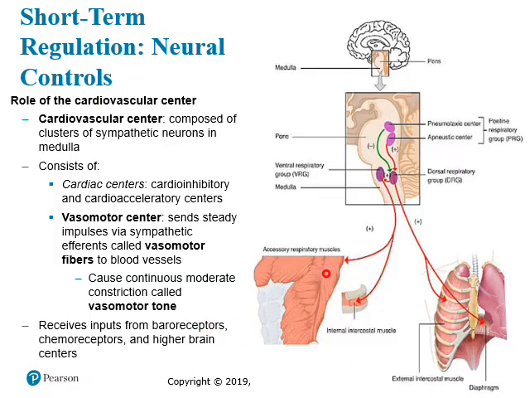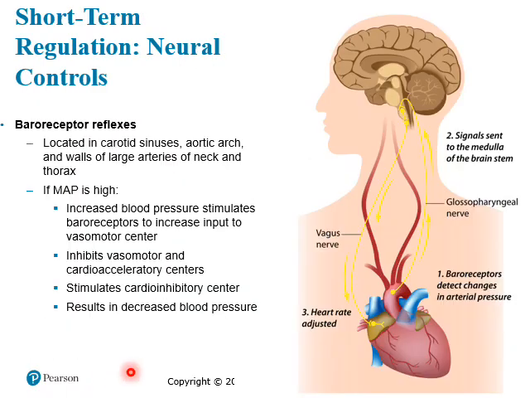Pretty much the cardiovascular center receives input from the baroreceptors and chemoreceptors, and they are sent to the higher brain centers. The short-term baroreceptor reflexes, or the pressure receptor reflex, are found in the carotid sinuses and the aortic arch, and the walls of the large arteries of the neck and the thorax, and would control blood pressure.